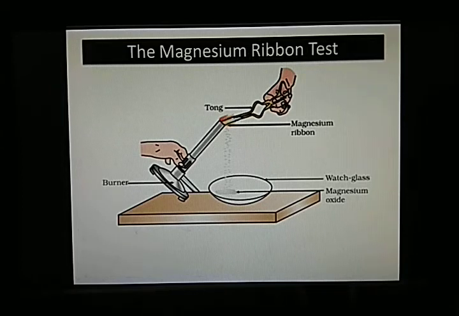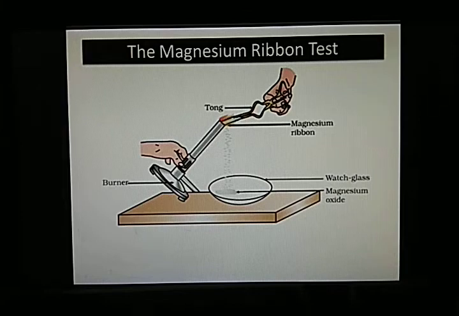Now this product which has been formed after burning of the magnesium ribbon has a particular name. And it is called what? It is called magnesium oxide. The chemical composition also will change; the magnesium material will totally get converted into another material.